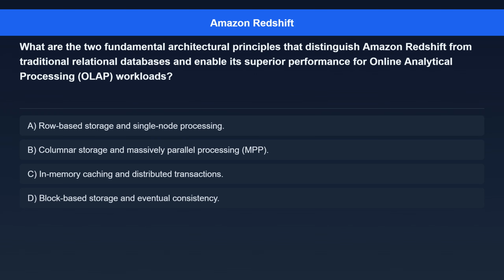Question 1. What are the two fundamental architectural principles that distinguish Amazon Redshift from traditional relational databases and enable its superior performance for online analytical processing (OLAP) workloads? Option A. Row-based storage and single-node processing. Option B. Columnar storage and massively parallel processing (MPP). Option C. In-memory caching and distributed transactions. Option D. Block-based storage and eventual consistency.